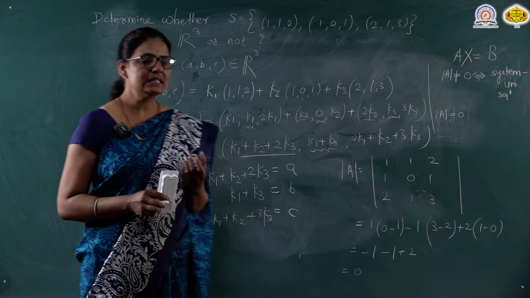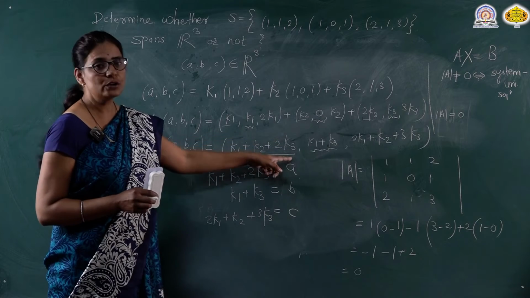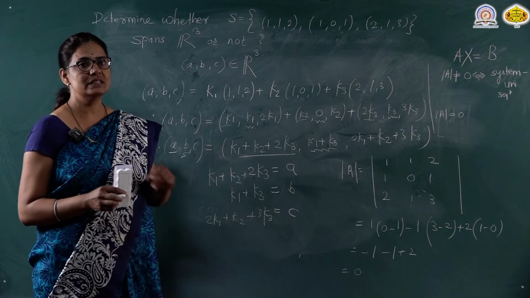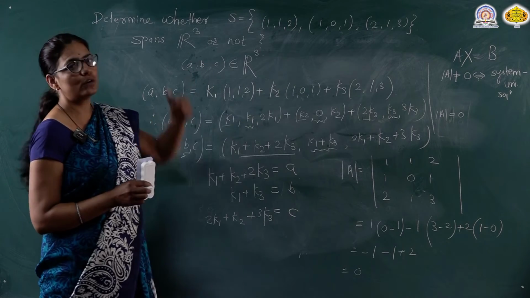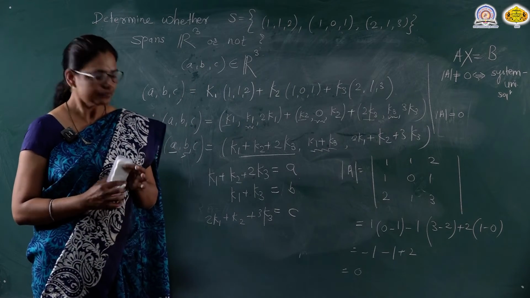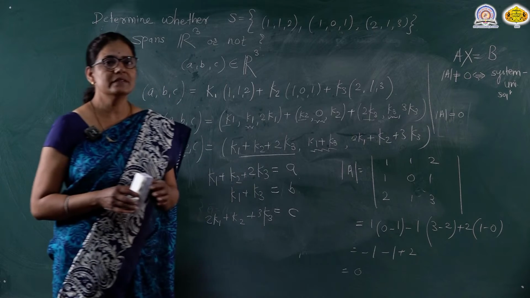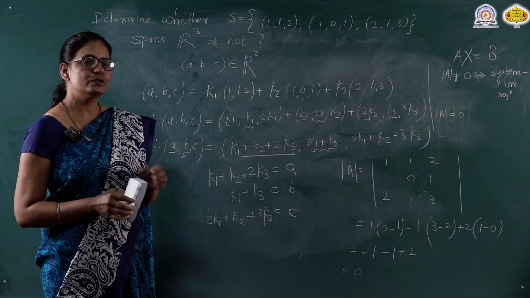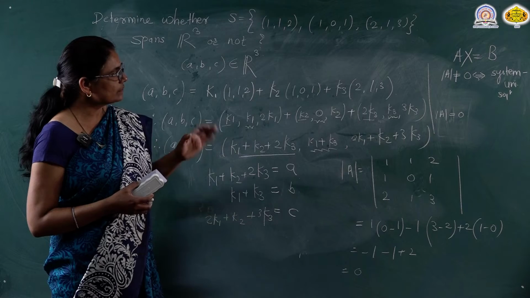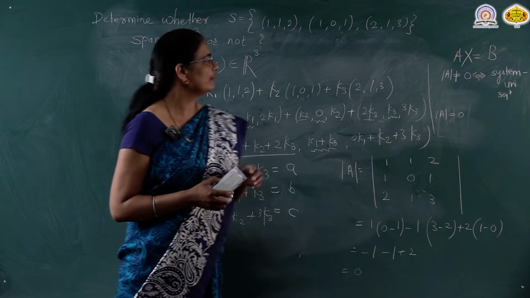But if the system has no solution for at least one triplet ABC, then we say that this given set does not span R3. So here the determinant equals 0, so the given set does not span R3. So let us consider another example of the same type but with different vectors.